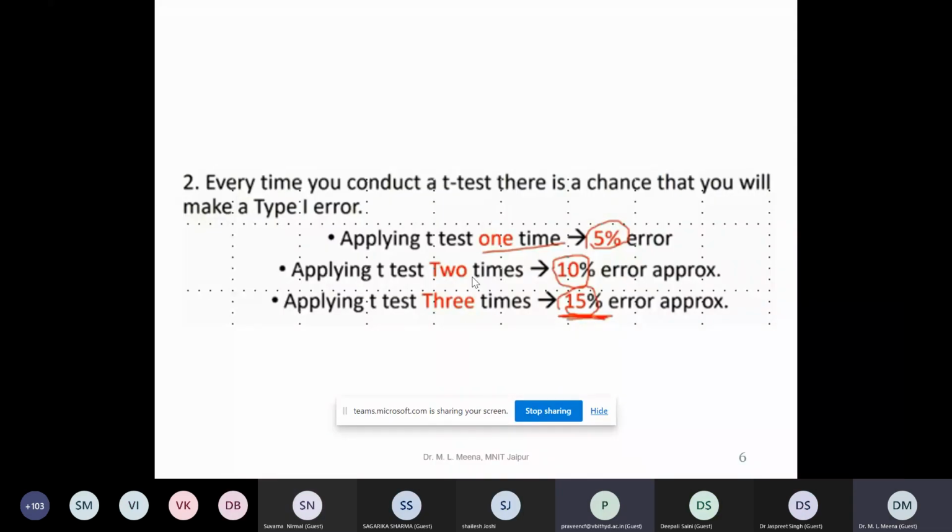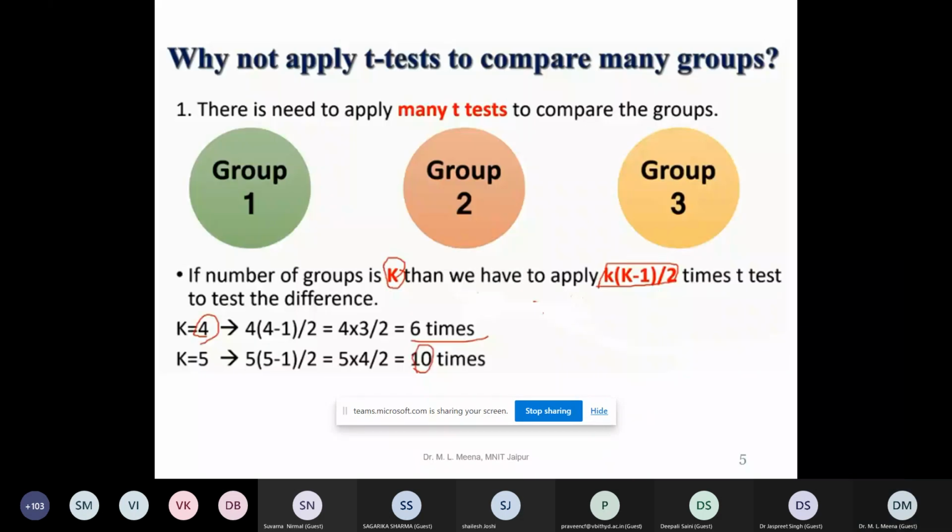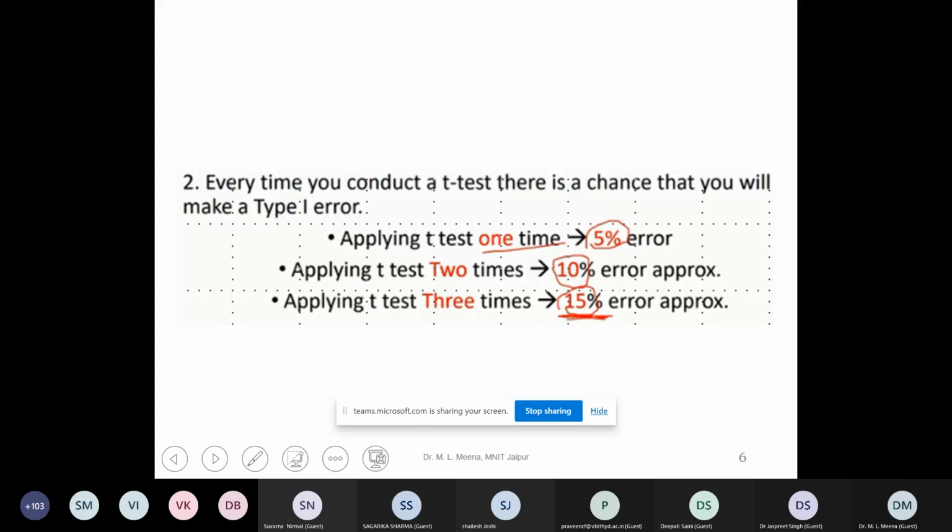Yeah. Second reason is for ANOVA as compared to t-test. Every time you conduct a t-test, there is a chance that we will make a type 1 error. So applying t-test 1 time, that means 5% error. Applying t-test 2 times, approximately 10% error. Then t-test 3 times, approximately 15% error.